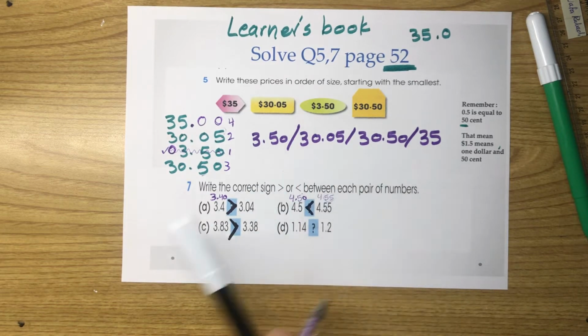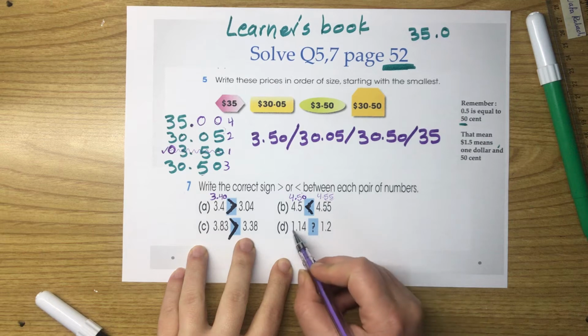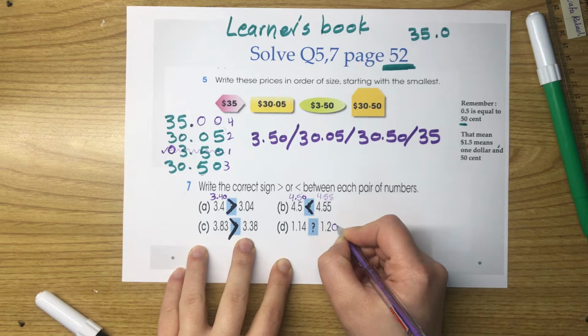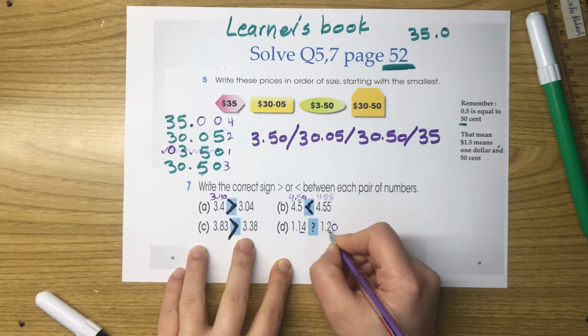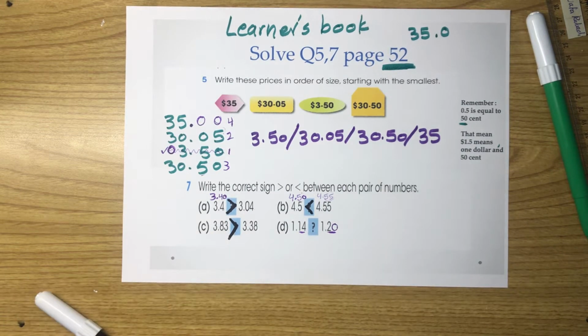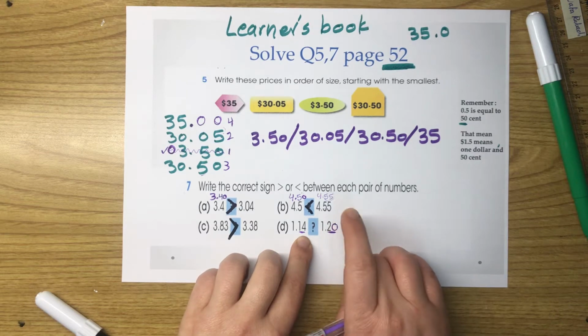I just remembered something. 1.14, 1.14, 1.20. If you have 2 places in the decimals, just make the other one have 2 places in the decimal too, so it can make it easier for you to compare. 14 or 20, which one is greater?